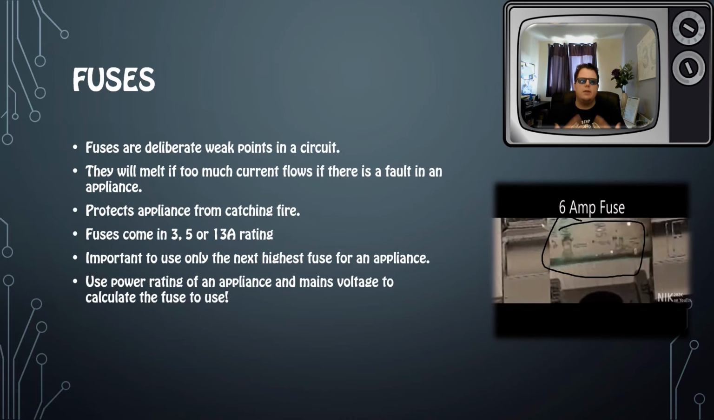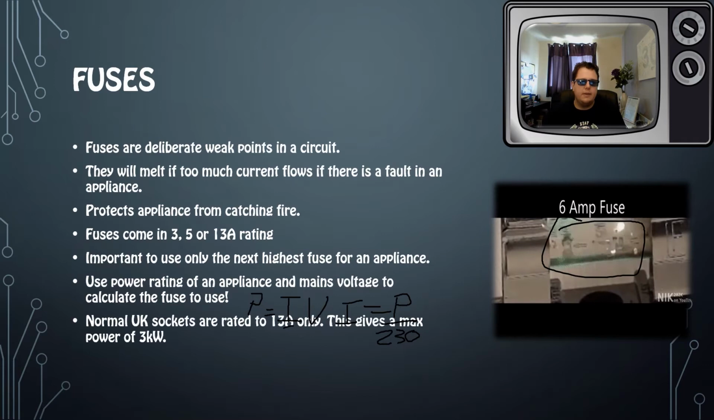Okay, so remember we had our equation P equals IV. We want I, so I is going to be the power divided by our mains voltage, 230. So you take the power, this is going to be in watts, take care. Device might be in kilowatts. Alright, so we've got to take care of that.